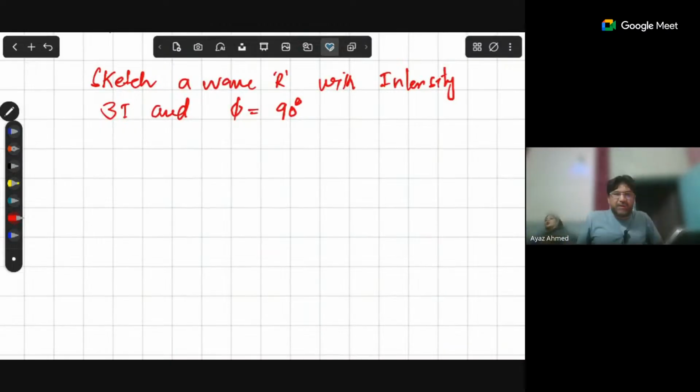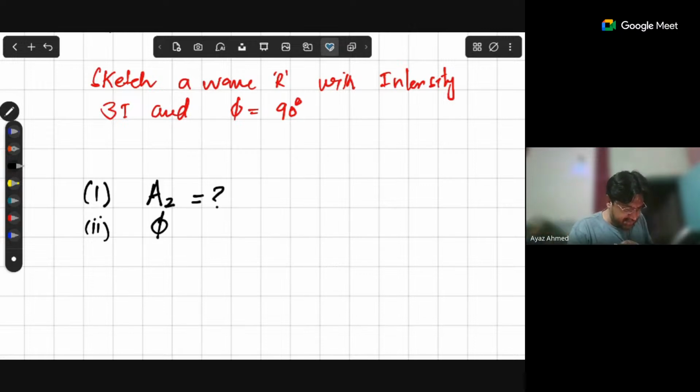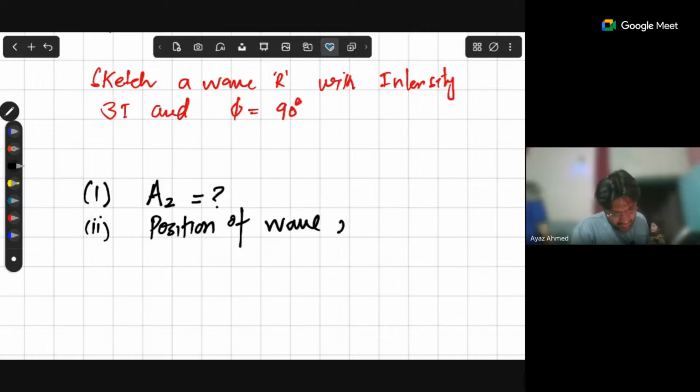What would be your steps to solve this question? First, the amplitude of wave 2 is not known to me. Second, the phase difference is given, but the starting position of wave 2 is not known. I will calculate these two, and then I will draw it.